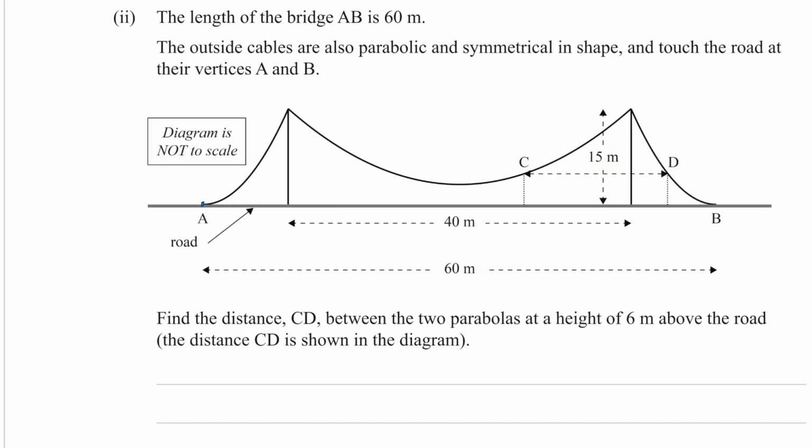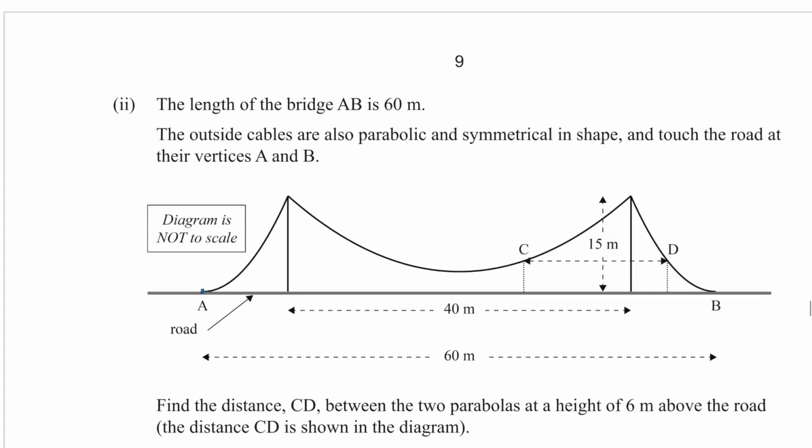In part 2, we have the same setup, so the same bridge, same distances, but now we're focusing on the outside parabola, right? The outside cable that is also parabolic. And we're looking for this distance C to D, where that distance is 6 meters above the road.